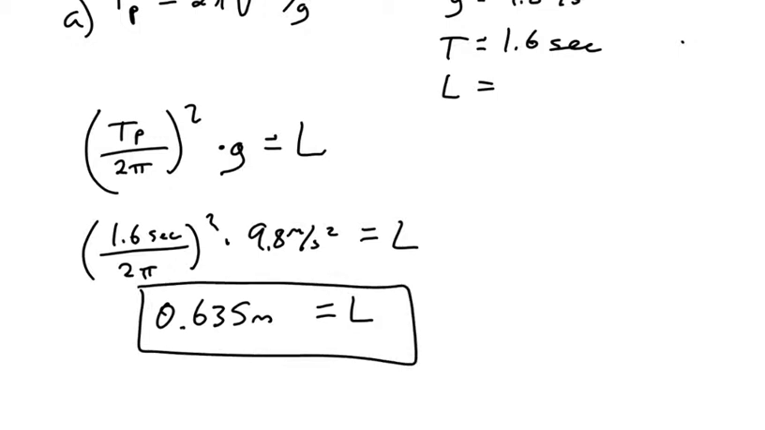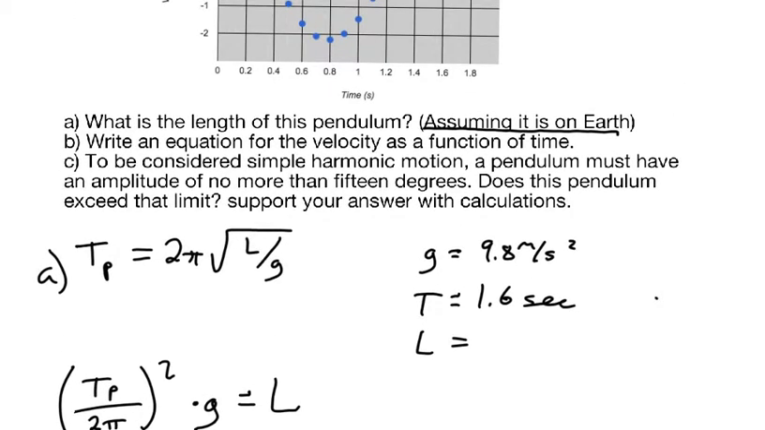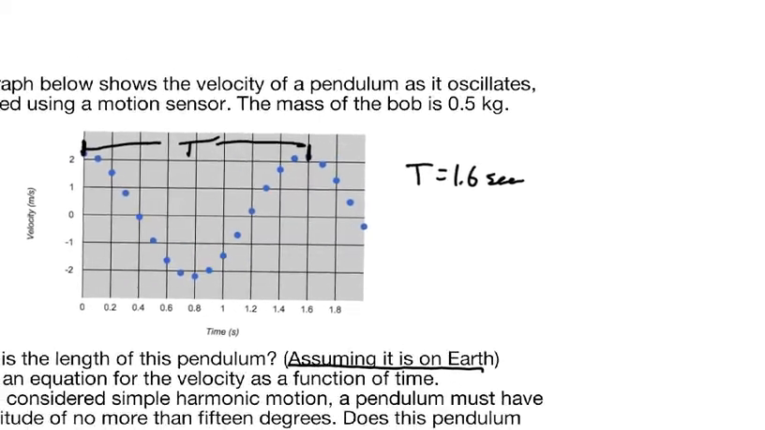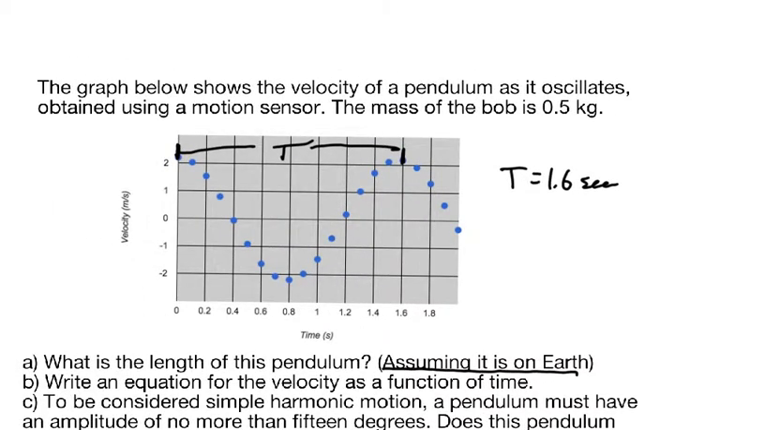So for pendulums, it's only length and the acceleration due to gravity that influence the period. Second question, write an equation for the velocity as a function of time. Okay, so this is back to the graph. Velocity and position and acceleration and force, for all these simple harmonic motion types of things, we're going to see are sinusoidal shapes, so either sine or cosine.